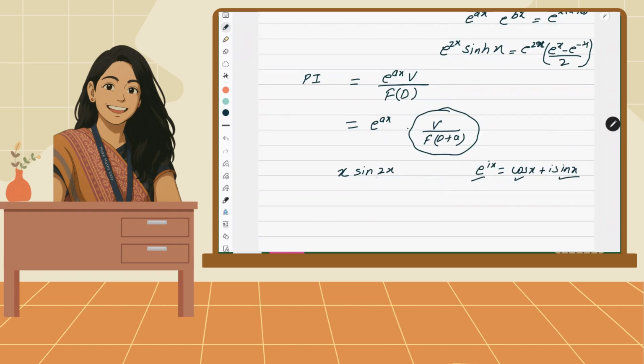So if you have sin 2x, I will see it like this: e to the power 2ix is cos 2x plus i sin 2x. So this question can be written as the imaginary part of e to the power 2ix into x. The imaginary part of e to the power 2ix is sin 2x, into x. So it became the question. When you multiply a polynomial and a trigonometric function, you can go for this approach.